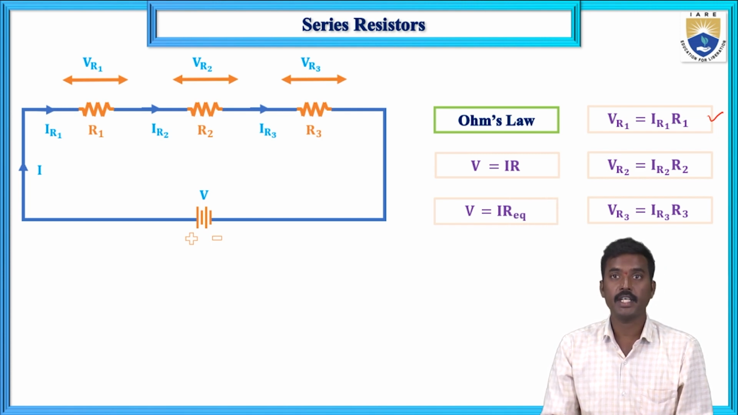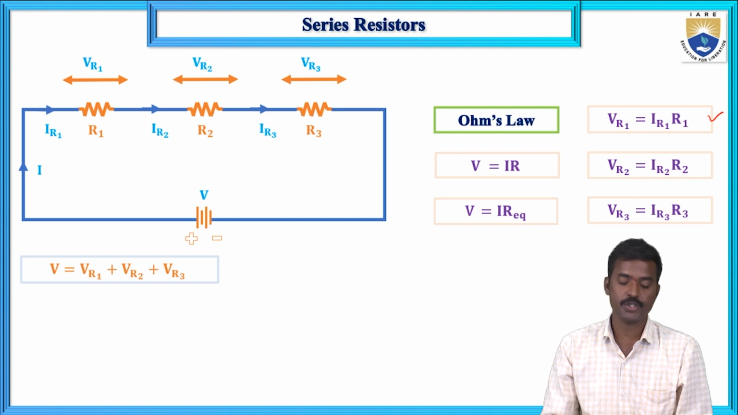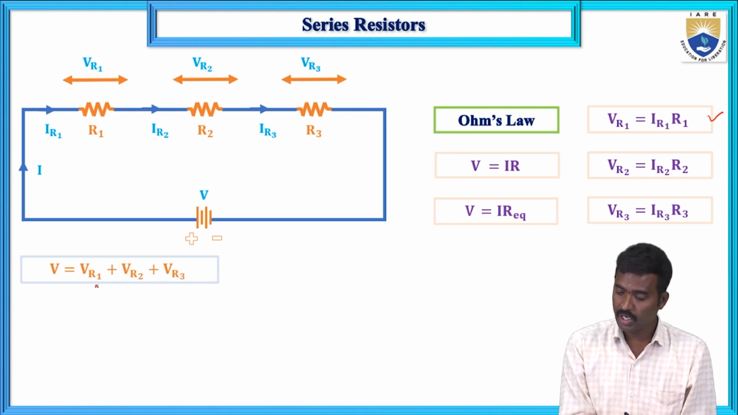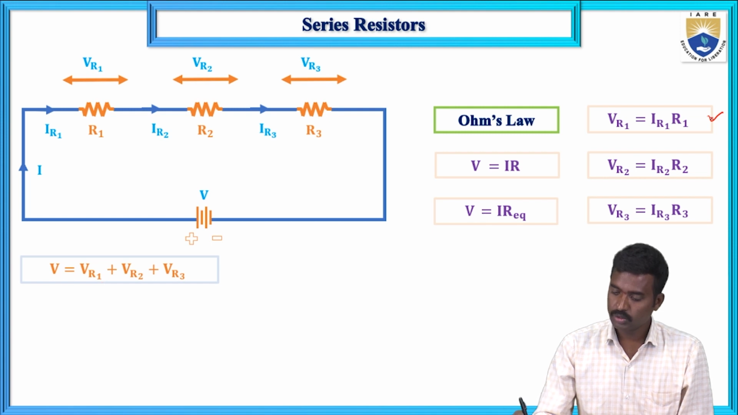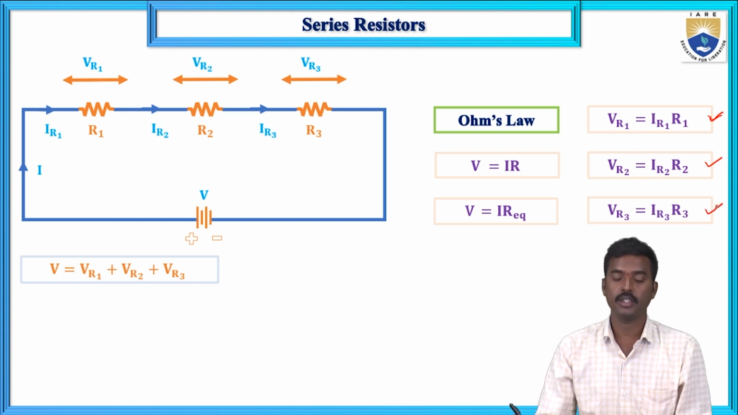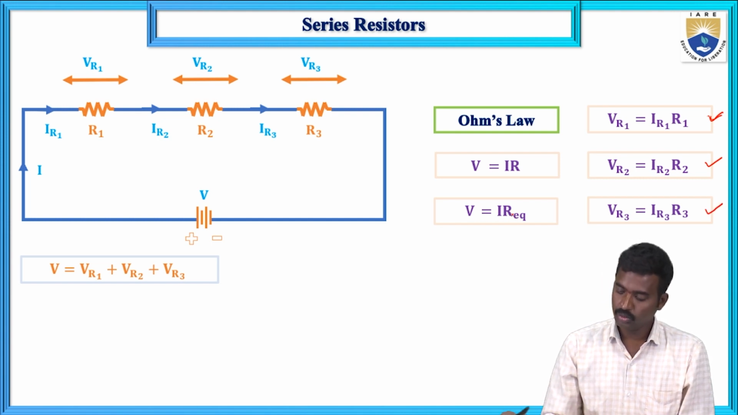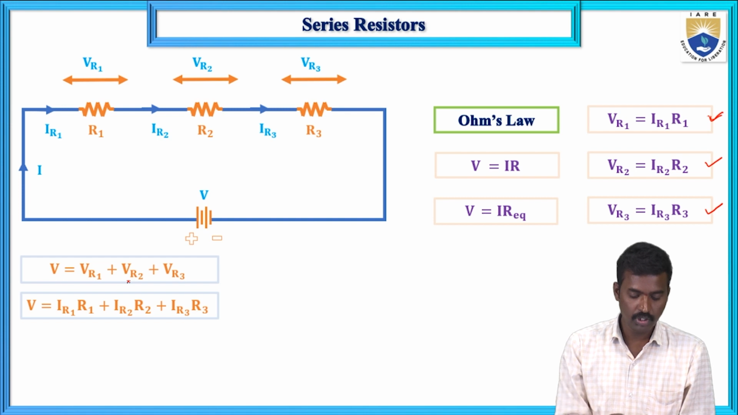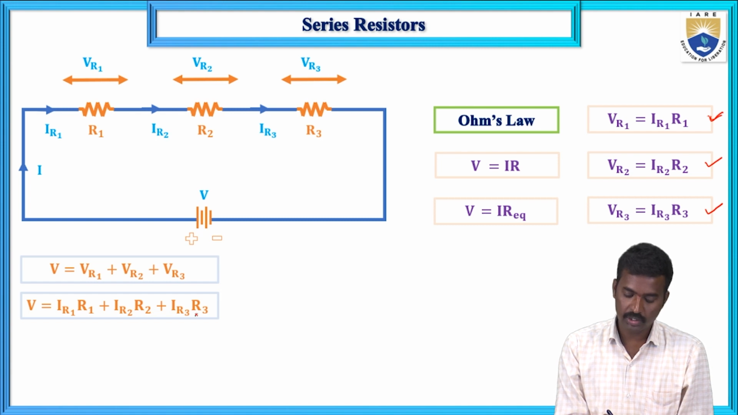Now we know the series connection's second property: the supply voltage equals the sum of the individual resistive drops. So V equals VR1 plus VR2 plus VR3. We know VR1 equals IR1 into R1, VR2 equals IR2 into R2, and VR3 equals IR3 into R3. Now V equals I into R equivalent. If you substitute these formulas, V equals IR1 into R1 plus IR2 into R2 plus IR3 multiplied by R3.